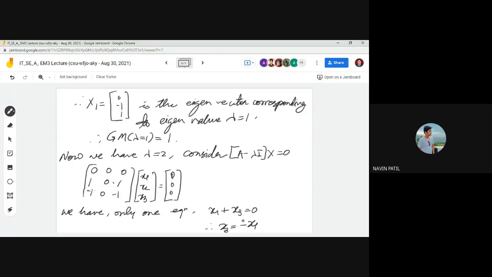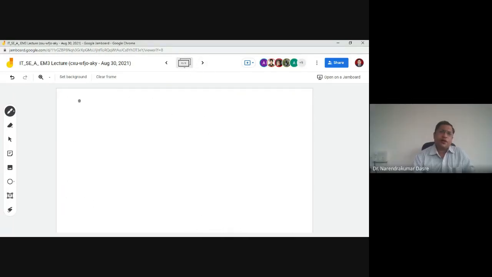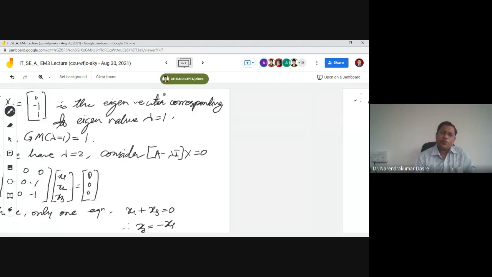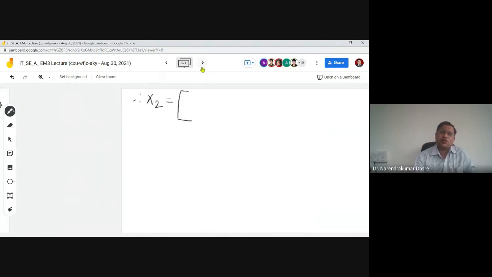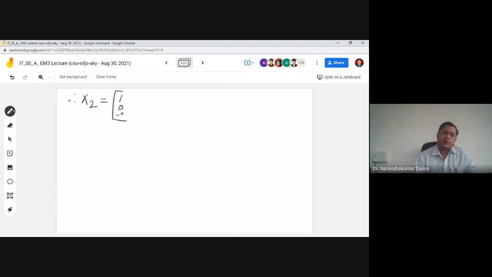Yes, sir. Okay, and hence what we get here now, the next eigenvector x2 is equal to, so we can see whatever I put as x1, I'll be having negative of that as x3. So if I put x1 is equal to 0, then this x3 will be minus 1.